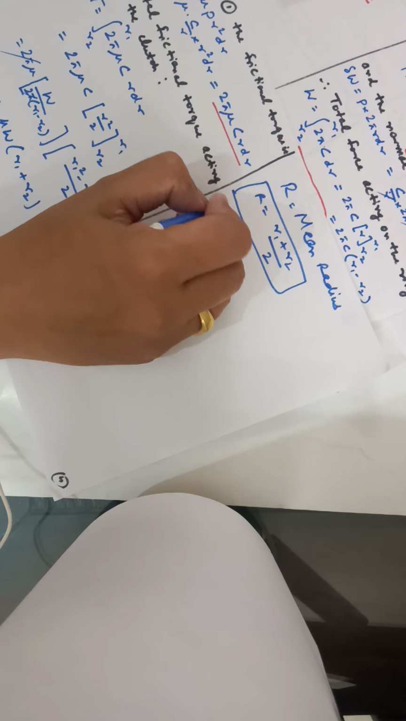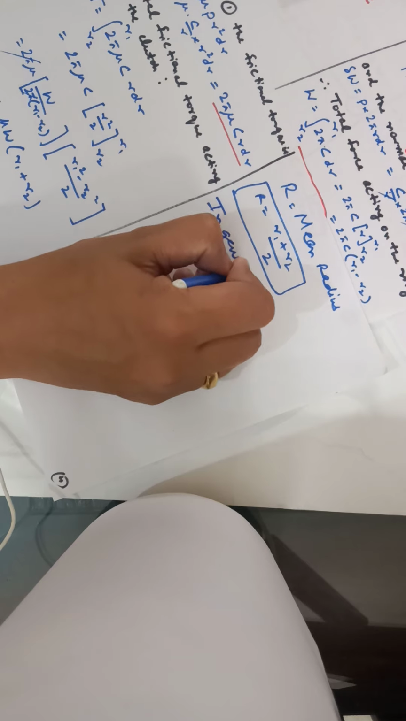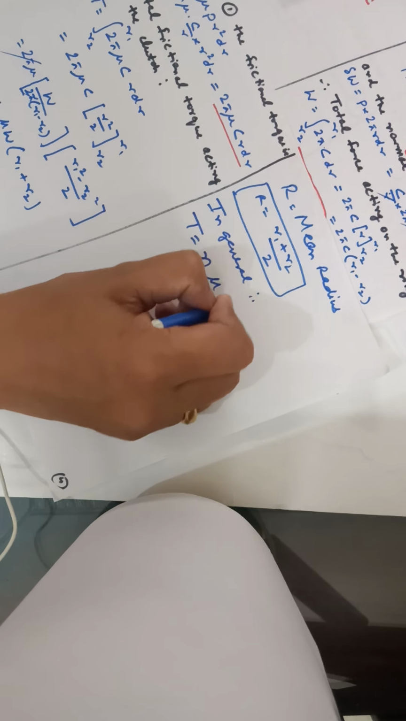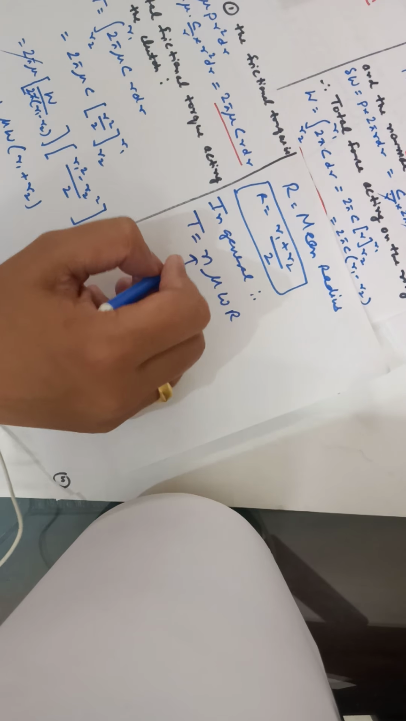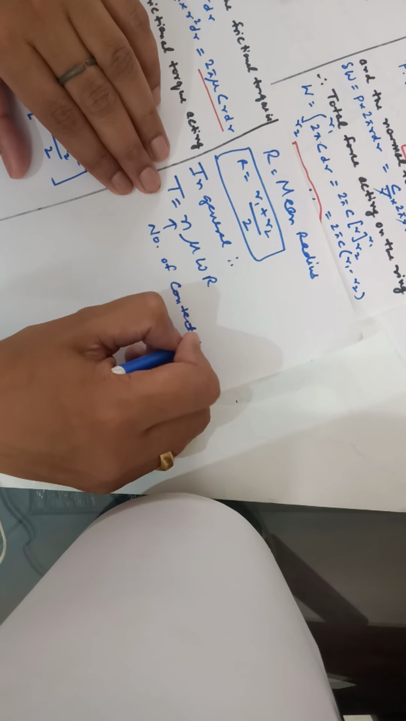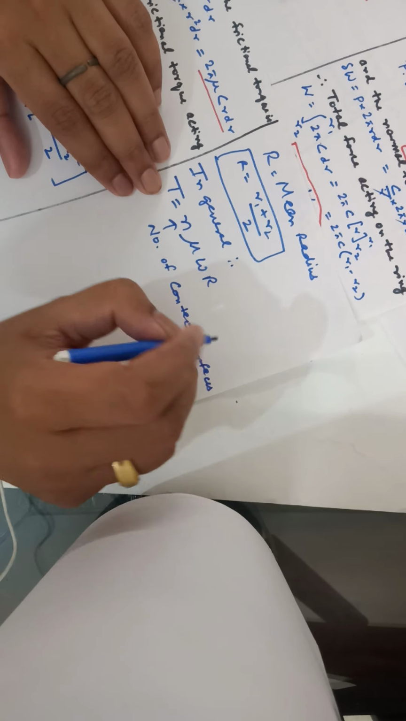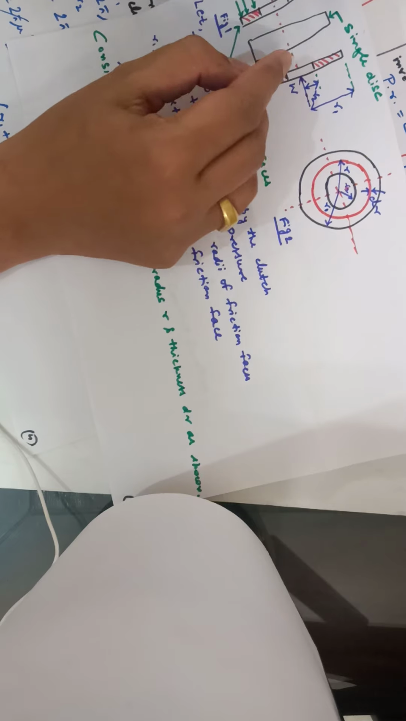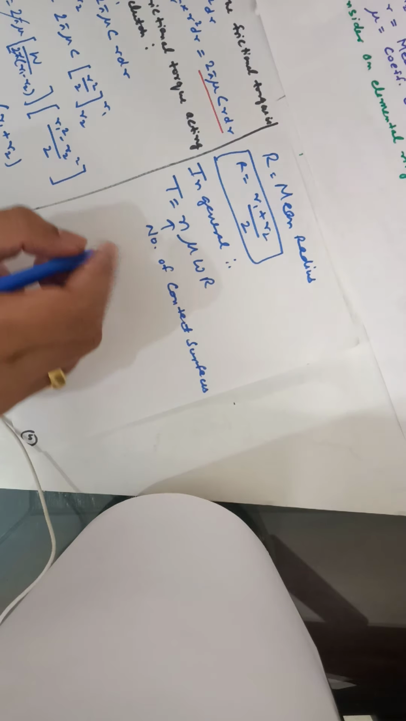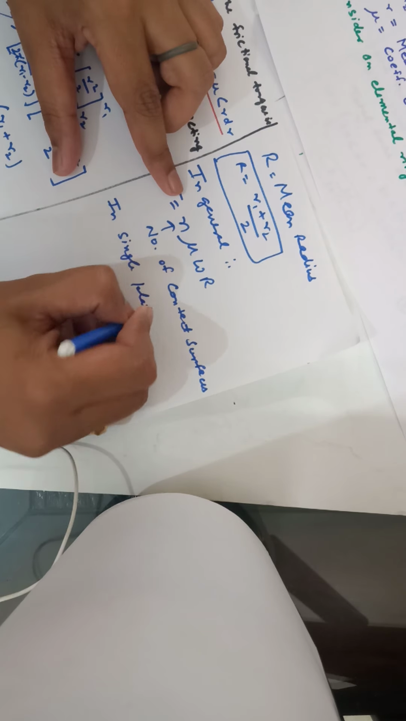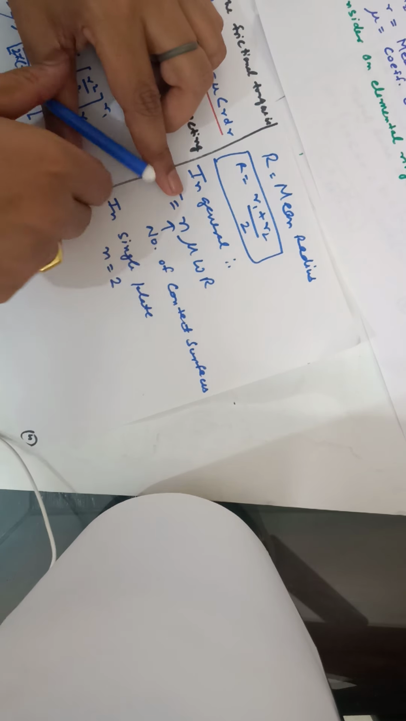So in general, we can write the formula of torque transmitted T is equal to n mu W R, where n indicates the number of contact surfaces. For a single plate clutch, as you see the plate is single, the contact surface will be two sides, so n will be equal to 2.